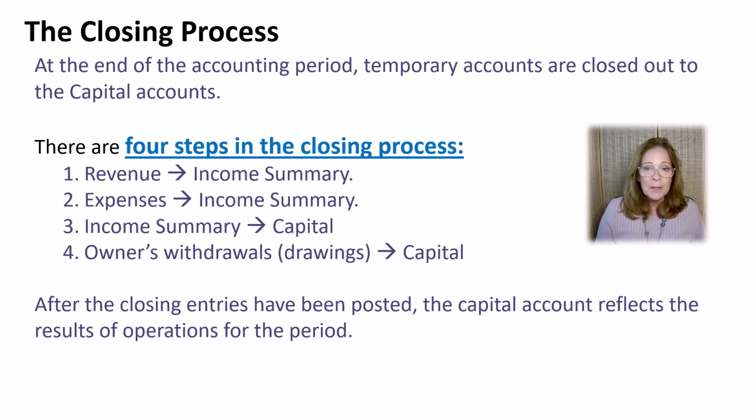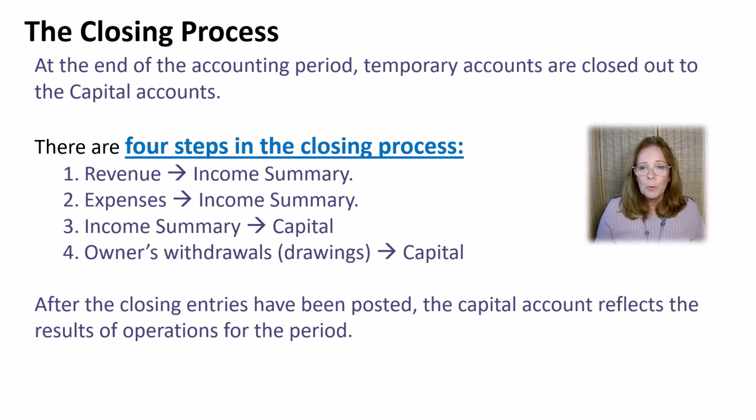And there are 4 steps that accountants must take to complete this closing process. In step 1, we'll close all revenue accounts and those income statement accounts that have credit balances to an account called income summary. As part of step 2, we close all expense accounts and those income statement accounts with debit balances to the account income summary.